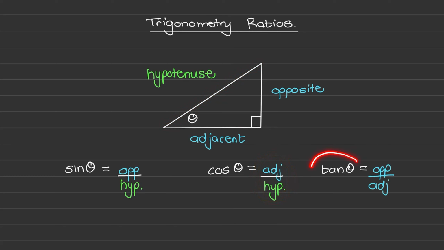And lastly, we have tan of theta. The ratio of tan theta is the length of the opposite side divided by the length of the adjacent side. So it's opposite over adjacent.